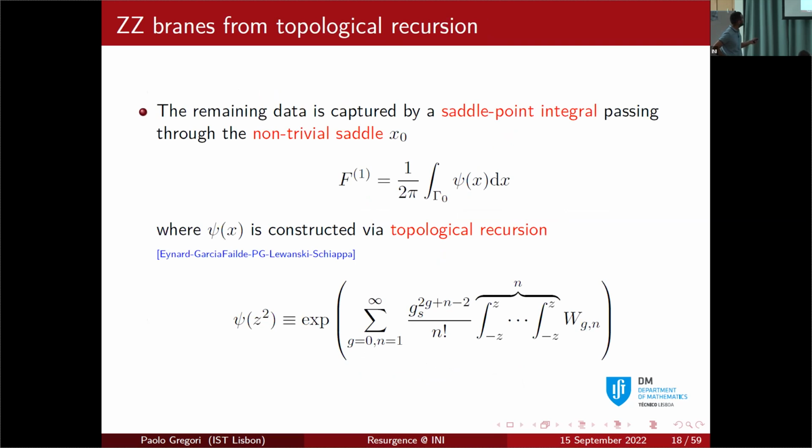Now, here I showed you only the instanton action, but the remaining data is computed by doing a saddle point integral, passing through the non-trivial saddle that we are considering. And the function that we are integrating, which I called psi of x, is constructed by topological recursion. So this is a very nice way of packaging all non-perturbative contributions. We just have the WG_n that we computed through topological recursion, which are a priori perturbative coefficients. And by packaging them in this way, every one of them integrating n times from -z to z, we construct a function psi that then constructs for us the non-perturbative data.